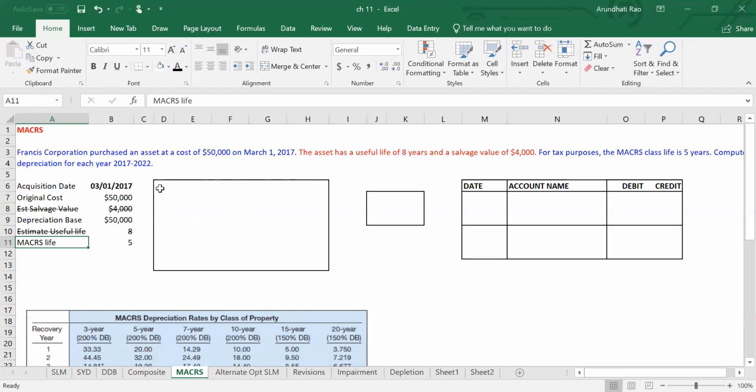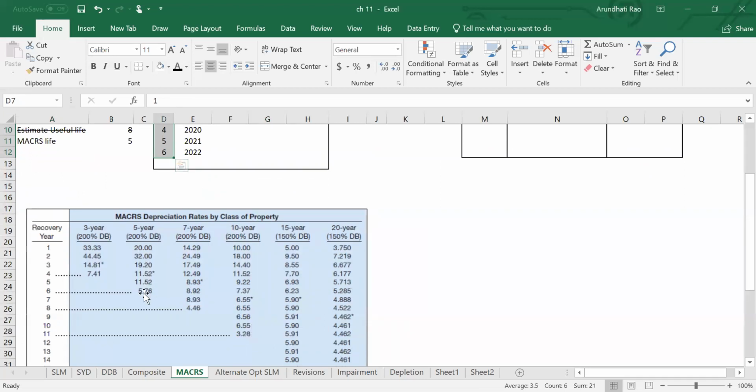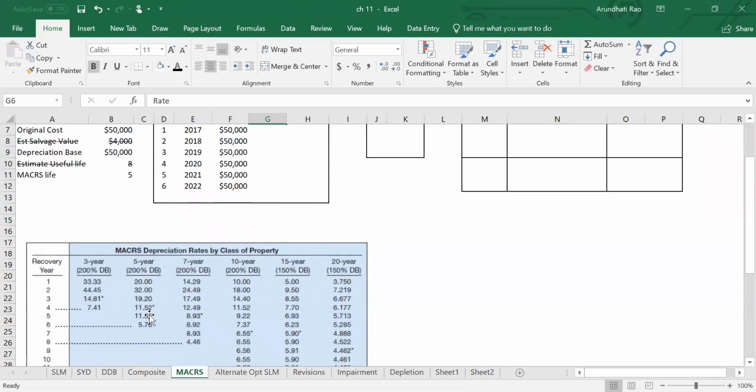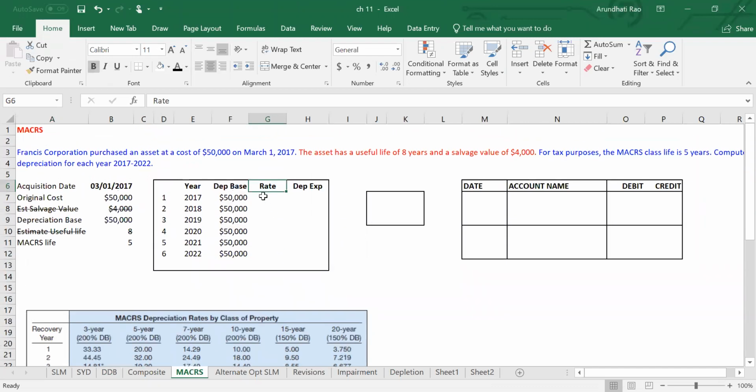So I set up a table, and in the first row, I'm going to tell you what the column headings are going to be. The first is for years 2017 through 2022, and this is a 6-year period over which I'm going to recover the cost of the asset. It's a 5-year life, but we have 6 years in total to recover the cost of the asset. The depreciation base is $50,000. It stays the same number all the way through. The rate at which I'm going to depreciate it, I already have given to me over here. You will always be given this information.